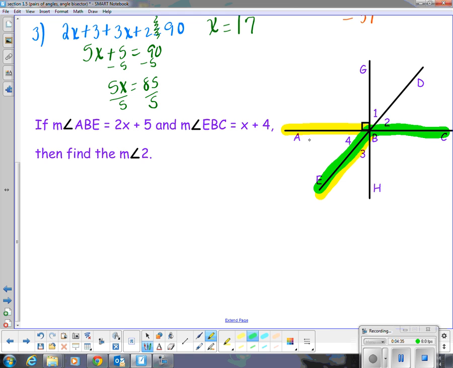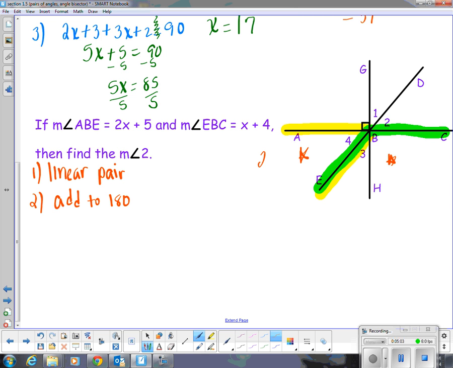Okay, so now if we're looking at this angle here, and we're looking at this angle over here, if you notice, their non-shared sides form a straight line, which means that they are a linear pair of angles. All right, what do you know about linear pair angles? You know that they add to 180.